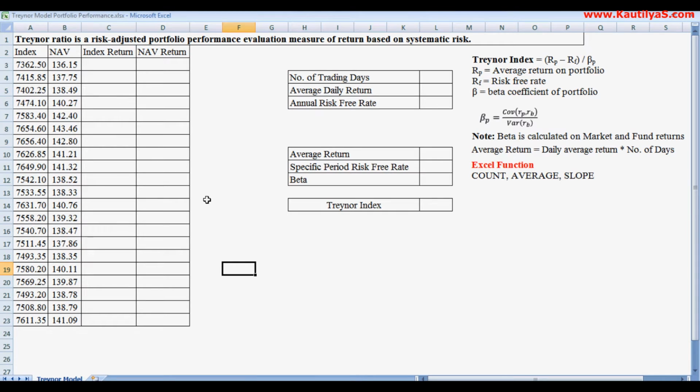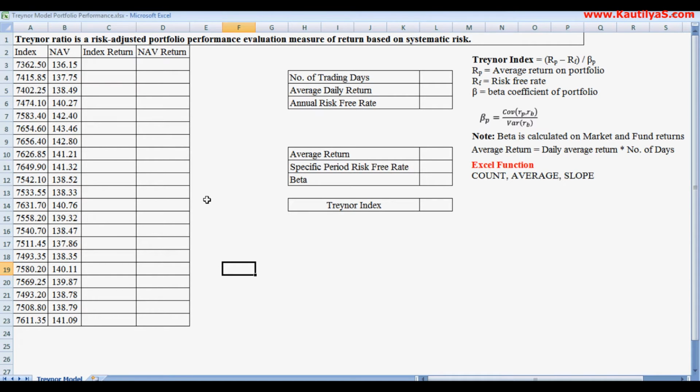This video explains the Treynor ratio, that is a portfolio performance evaluation measure. First we see what is a Treynor ratio. Treynor ratio is a risk adjusted portfolio performance evaluation measure of return based on systematic risk.